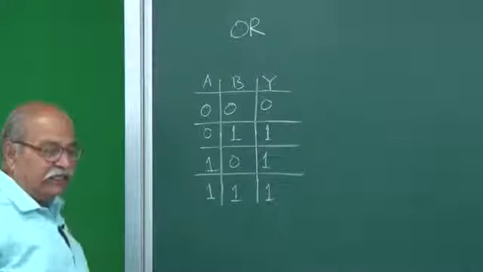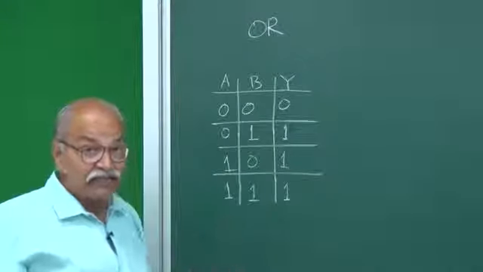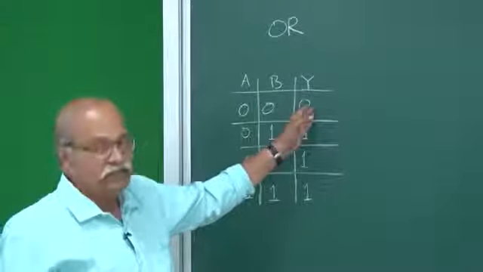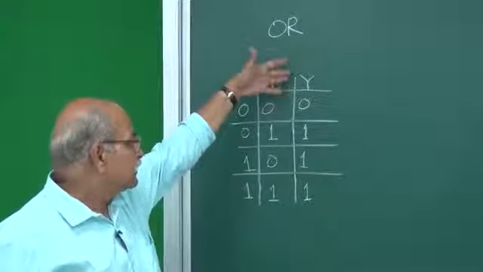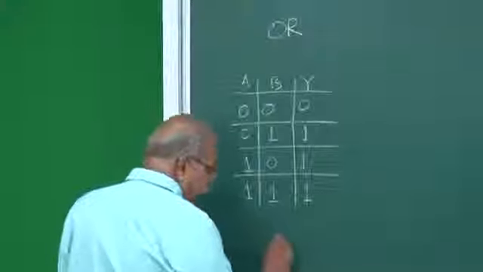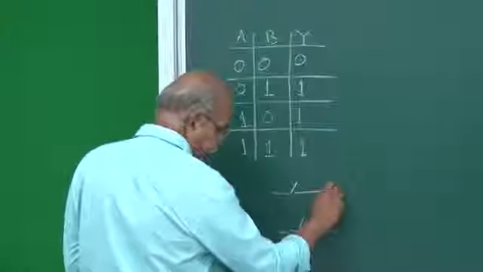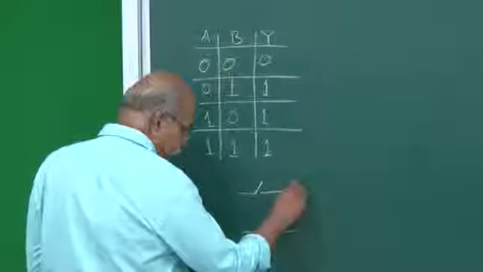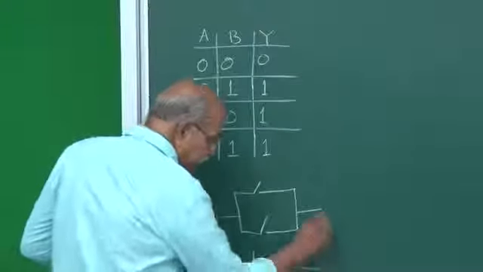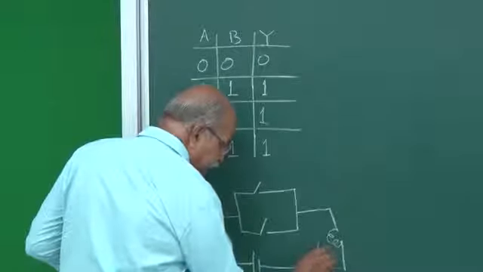So A or B, at least one of these two, both is okay, is high, then the output is high. Only if both of them are 0, then it is 0. So that is known as OR, and this is the truth table for OR. If you think of switches, it is like this, and then you have any of these two is on. Here is the power source, and then here is that lamp.